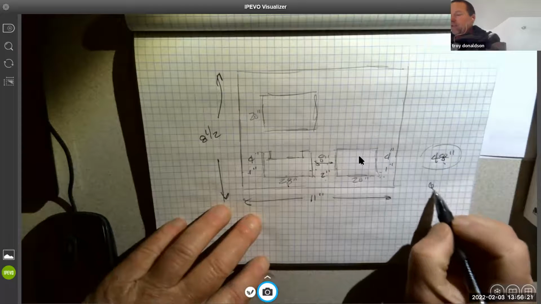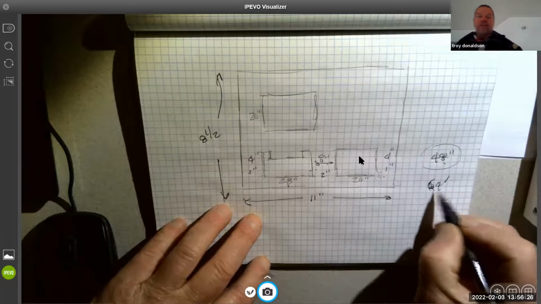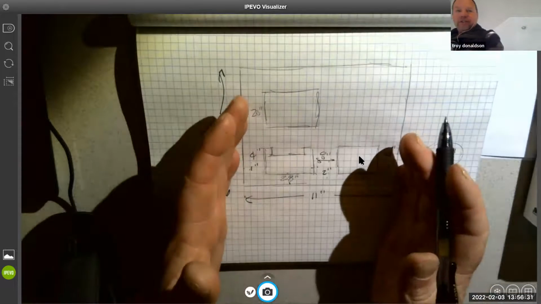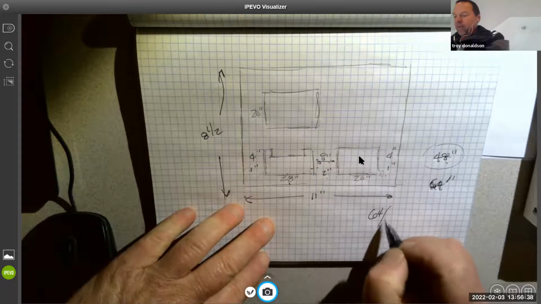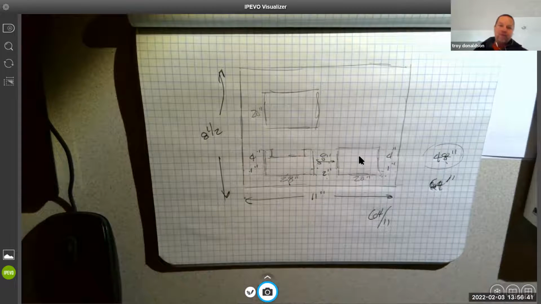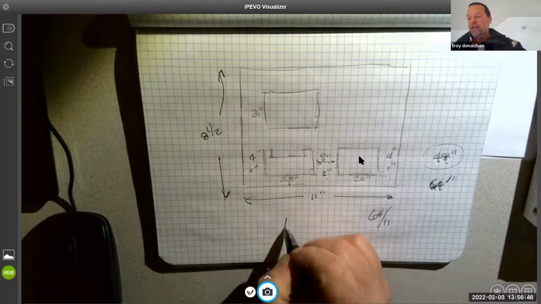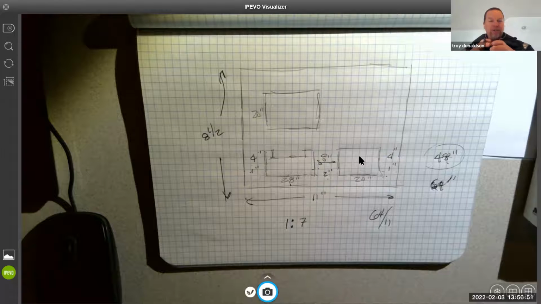So 64 inches is what we're looking at that we want to represent on the paper, but we only have 11 inches to do it in, right? So the way you find your scale is to do the division: 64 divided by 11. Well, if it was 64 divided by 10, that would be 6.4. So really, we're looking at a scale of maybe 1 to 7. That's the kind of reduction that we need to get it down on the piece of paper, okay?